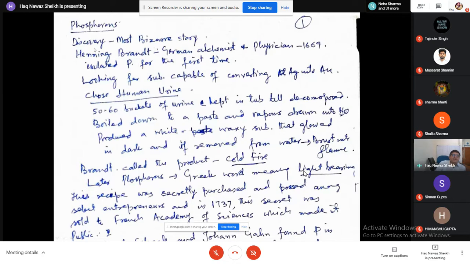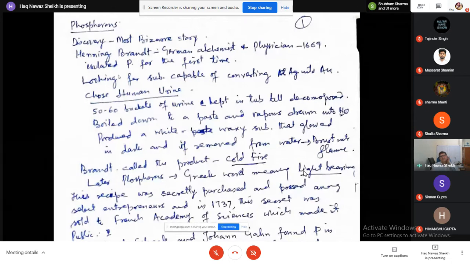So let's first see the bizarre story of the discovery of phosphorus, how this element was discovered. It was Henning Brandt, a German alchemist and physician, in 1669. He isolated phosphorus for the first time. The surprising story is that he was looking for a substance which could convert silver into gold, and for strange reasons, he chose human urine.